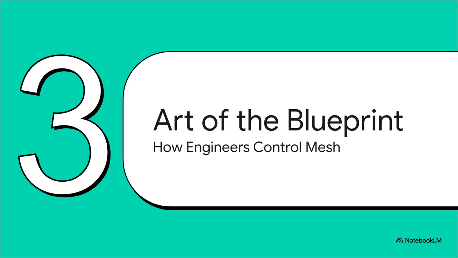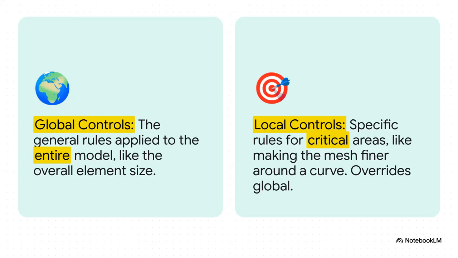Okay, so we've got our building blocks. But how do we put them all together? This takes us to the art of the blueprint. See, creating a really good mesh isn't just about clicking a button and letting the computer go wild. It's a real engineering art form that involves setting up a whole bunch of detailed rules and controls to guide the process. Engineers use two main levels of control here.